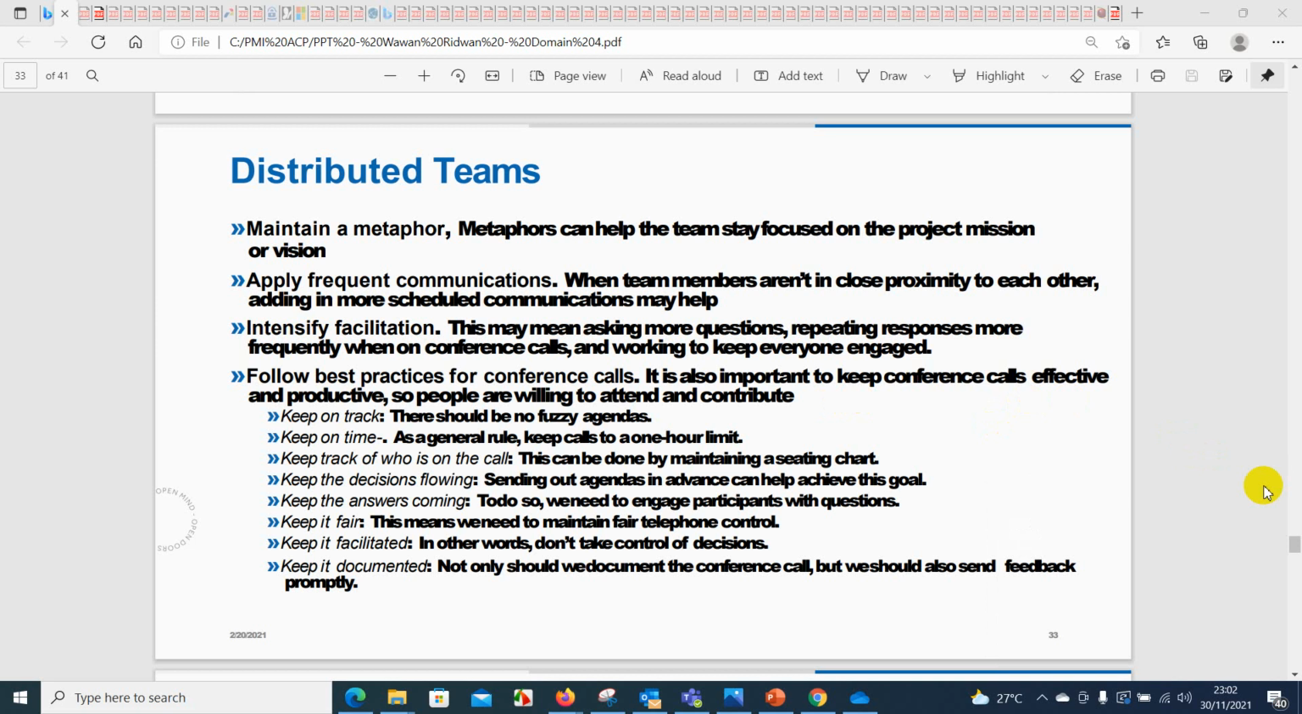Apply frequent communications when team members are not in close proximity to each other. Adding in more scheduled communications may help. Terus intensive facilitation may mean asking more questions, repeating responses more frequently when on a conference call, and working to keep everyone engaged.